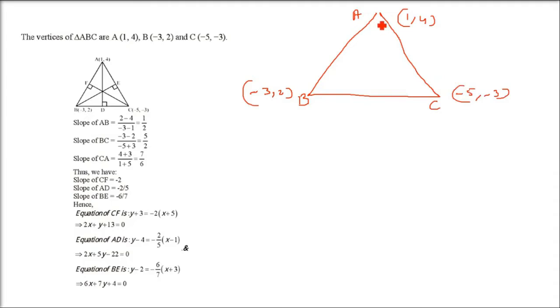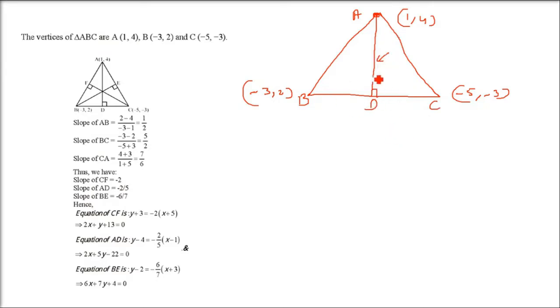So perpendicular altitude, let us take one of these. Let us say it is AD, which is perpendicular to BC. Now this AD line is passing through (1, 4). And the slope will be what? The slope of BC we can find out.